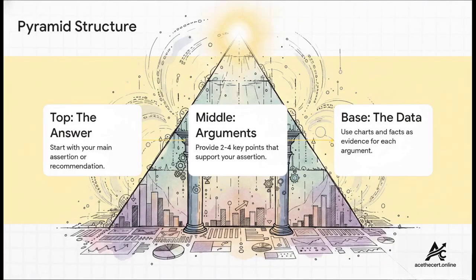So here's what that structure looks like. At the very top of the pyramid, step 1, you have your main point, your big recommendation. Then, step 2, right below that, you have your key supporting arguments. And then, at the bottom, step 3, that's where you have all your data, all the facts from your charts that back everything up. You start at the top and work your way down.